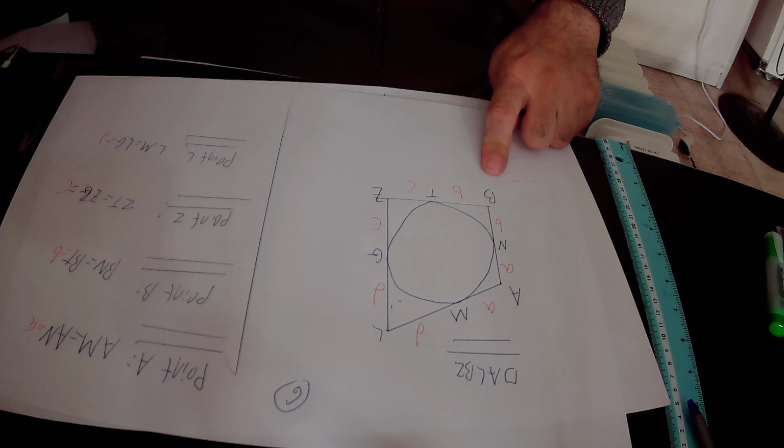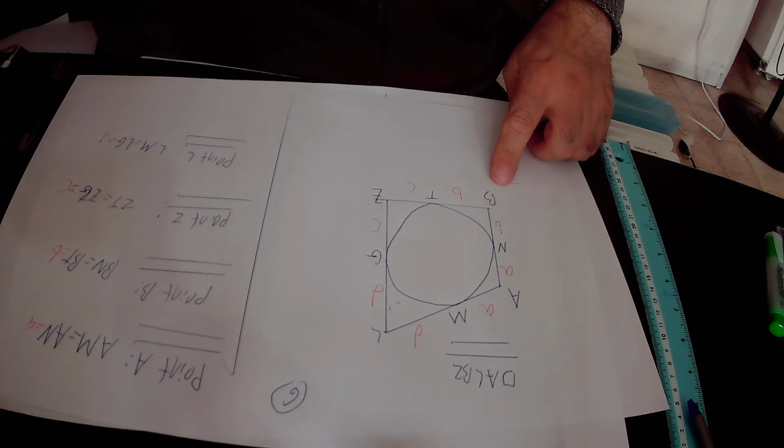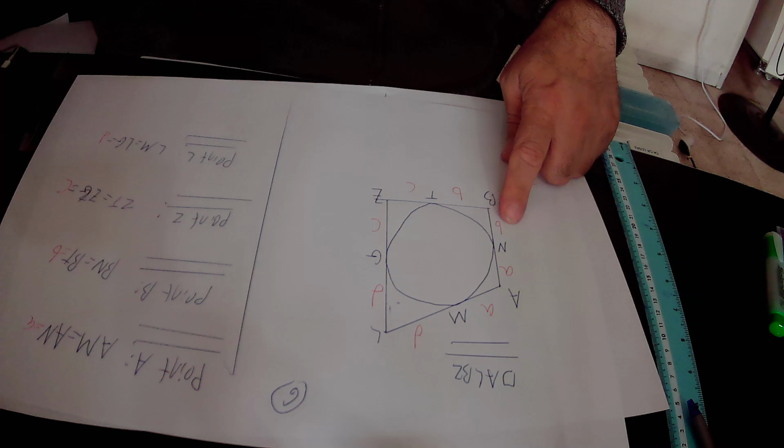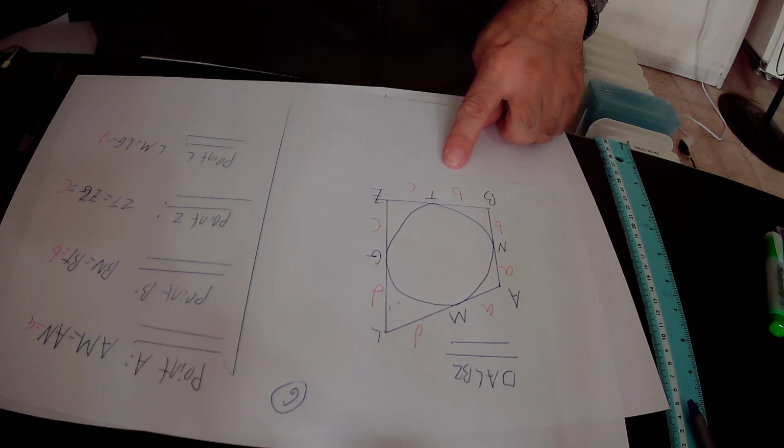Then we focus on the common external point, point B. From the common external point, point B, we have two tangents to this circle, tangent BT and tangent BN. And according to rule number 2, they must be equal to each other. That is to say, BN equals BT. So if BN is b, then BT must also be equal to b.